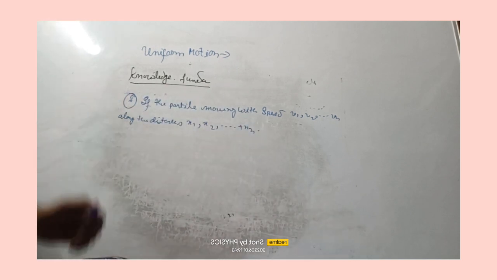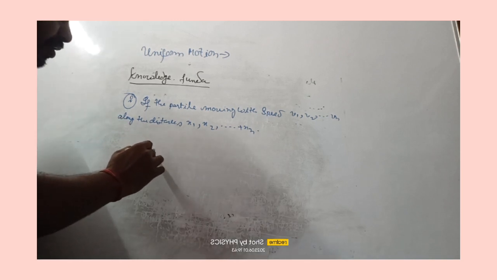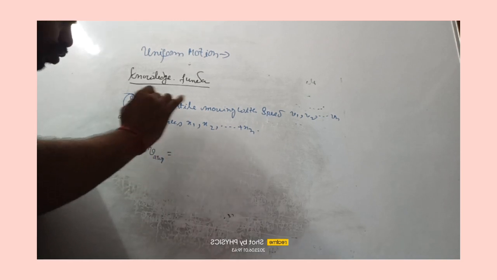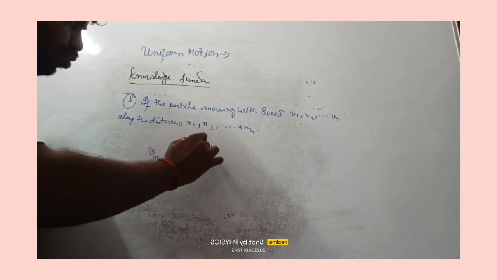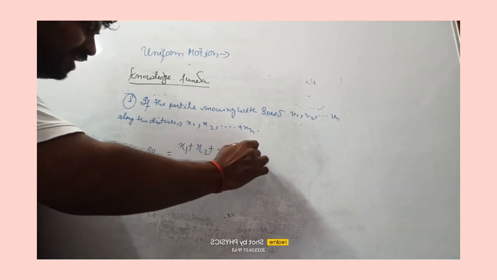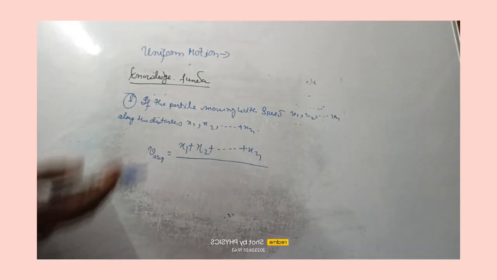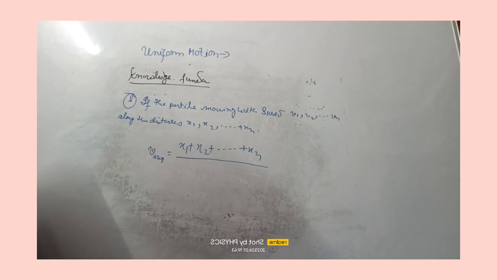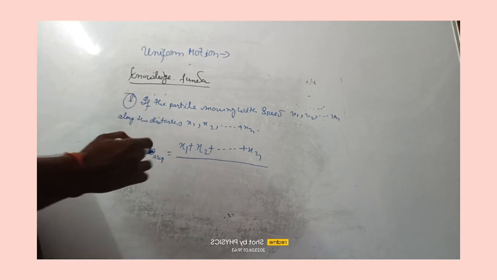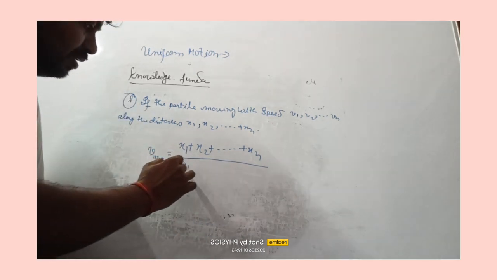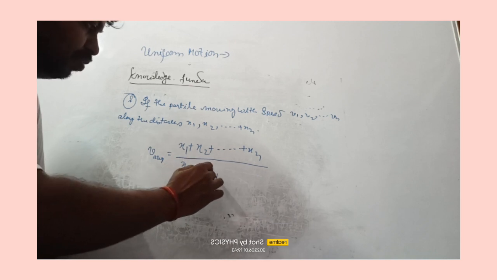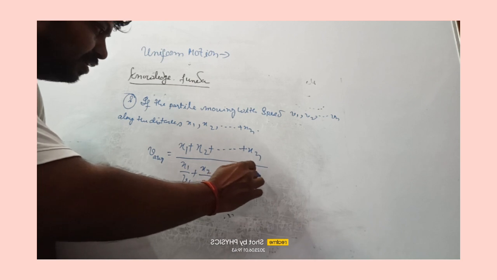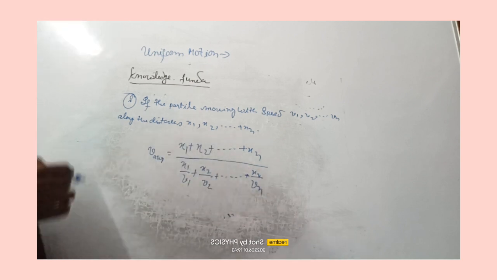How to find the average speed? V average is equals to total distance. Here the total distance is x1 plus x2 plus dot dot dot xn, and total time taken. How to find the time? If the distance is divided by the speed of the particle, we have the time. So first one is x1 by v1, second is x2 by v2, plus dot dot dot xn by vn.